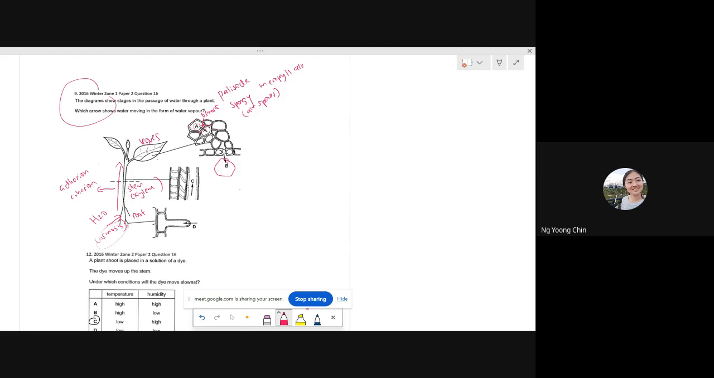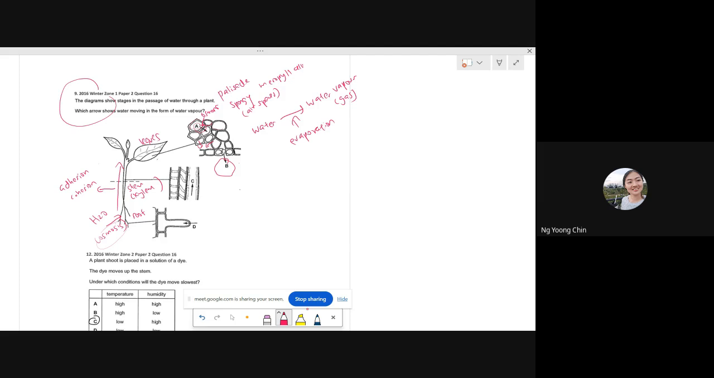So when the water evaporates into the airspace, this empty space, the process is known as evaporation, in which the water becomes water vapor. Evaporation, I think you learned before, right? Which is a change in state from liquid to gas. Water is liquid. Water vapor is just gas.